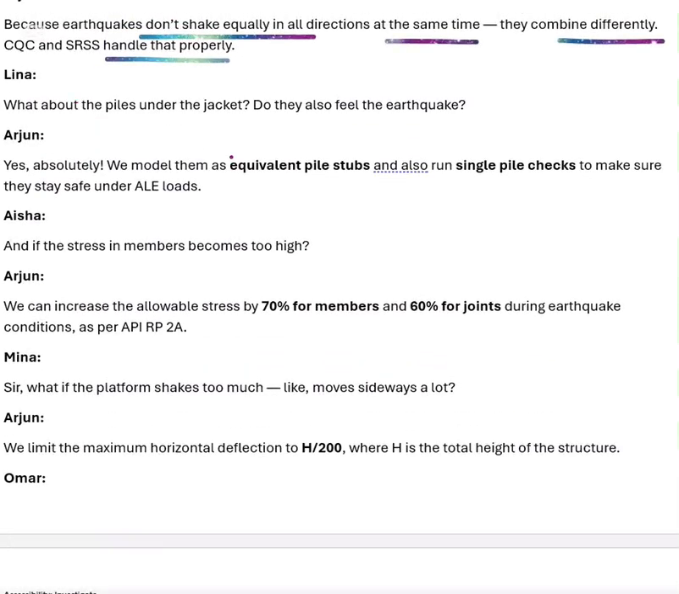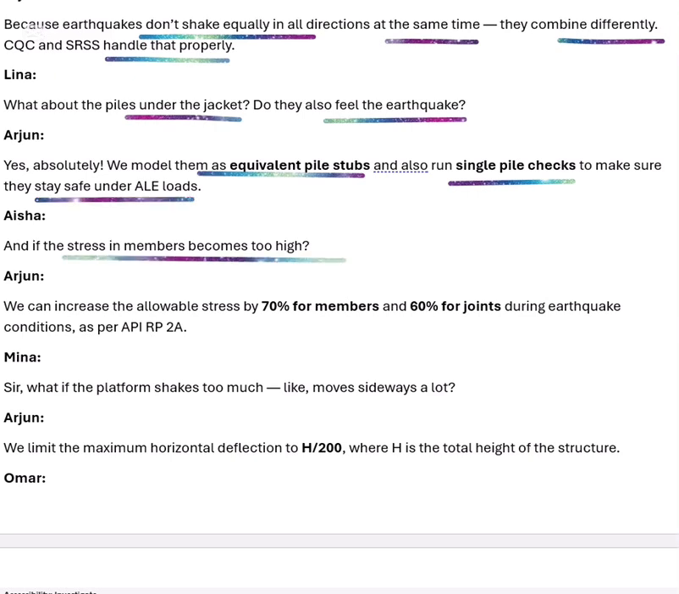What about the piles under the jacket? Do they also feel the earthquake? Yes, absolutely. We model them as equivalent pile stubs and also run single pile checks to make sure they stay safe under ALE loads.